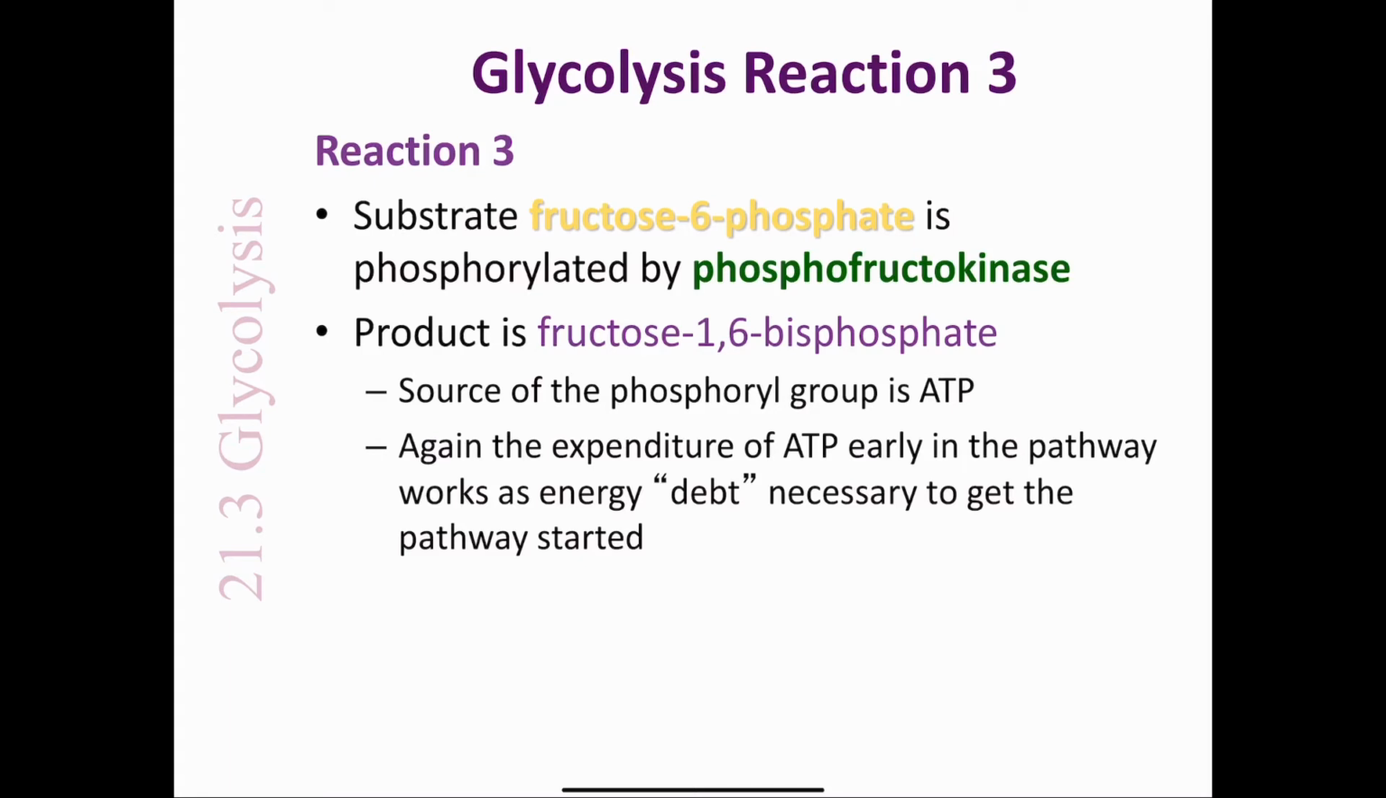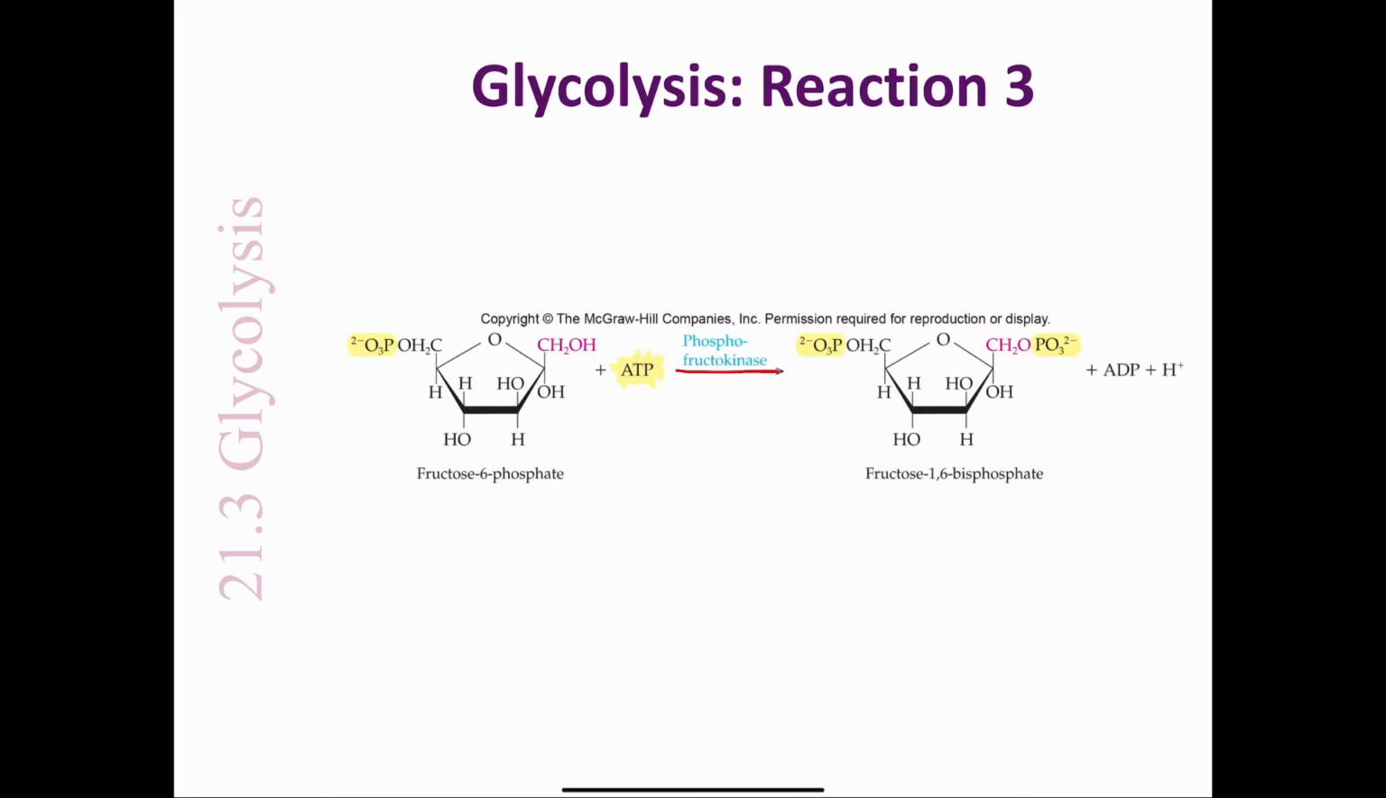A phosphoanhydride bond in ATP is hydrolyzed, and a phosphoester linkage between the phosphoryl group and the carbon-1 hydroxyl group of F6P, or fructose 6-phosphate, is formed. The product is fructose 1,6-bisphosphate. In reaction 3, another kinase transfers a phosphoryl group from ATP onto the hydroxyl at carbon 1 to give us fructose 1,6-bisphosphate. The abbreviation that's used for phosphofructokinase is PFK.